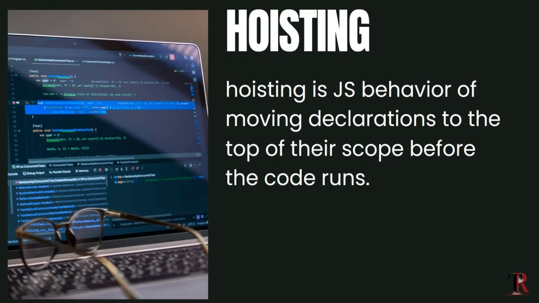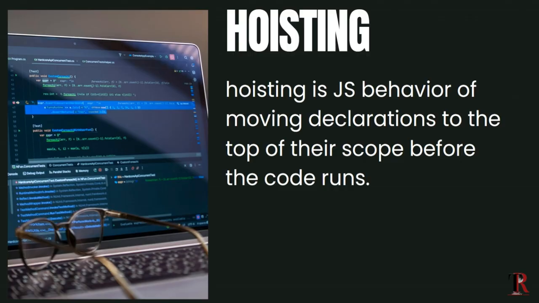And so hoisting is now the behavior of the JavaScript programming language that moves declarations to the top of their scope before the code runs. So which means that if you have things like variables, functions, expressions, or whatever it is, JavaScript is aware of it before it starts executing your code. And so hoisting lets JavaScript move declarations to the top of their scope.